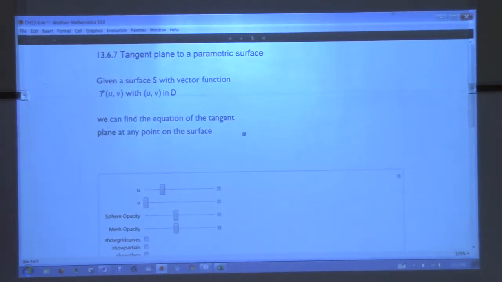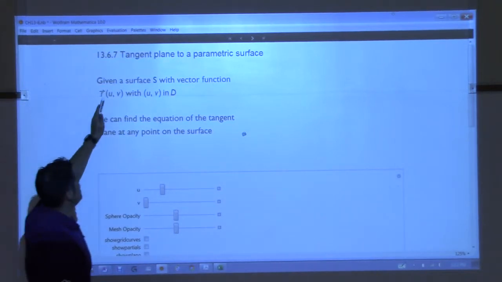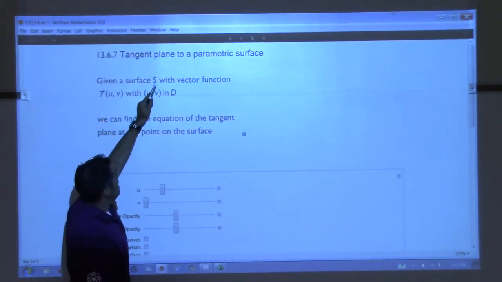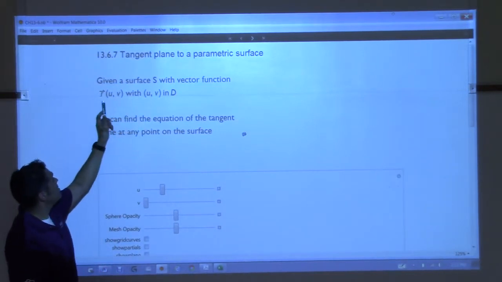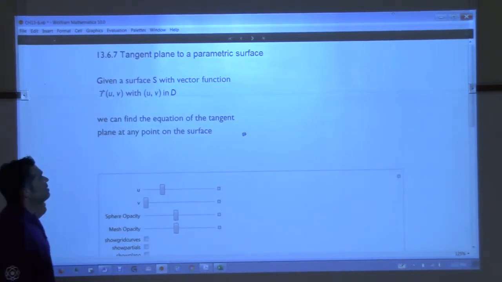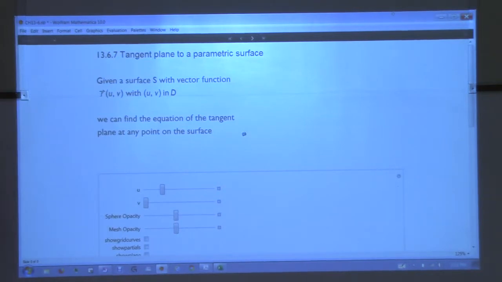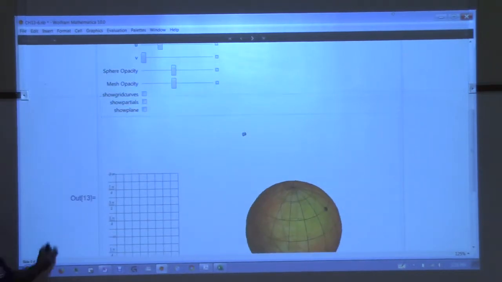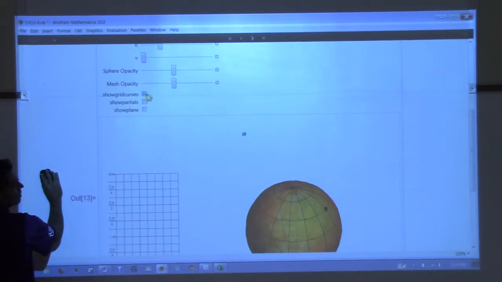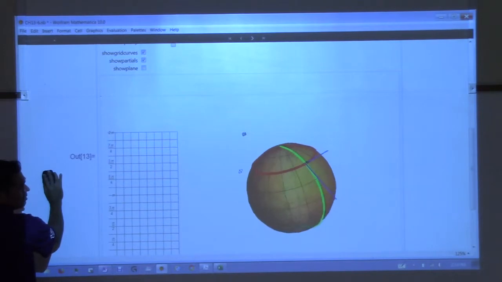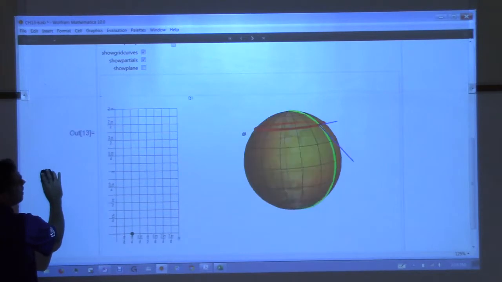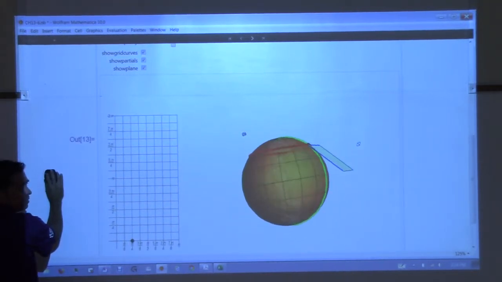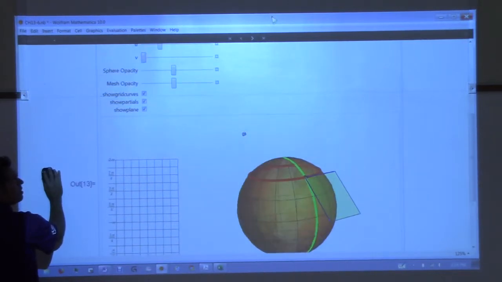So tangent planes to a parametric surface. If we're given a surface S, that surface S is drawn with this vector function. So basically this vector function draws that surface. Then we can always find the equation of the tangent plane at any point on the surface. So it's basically the same picture. There are my two vectors that I generate off of those two grid curves. And then from that, we should be able to come up with the equation of that plane, shouldn't we? Make sense? All right, so let's do it.